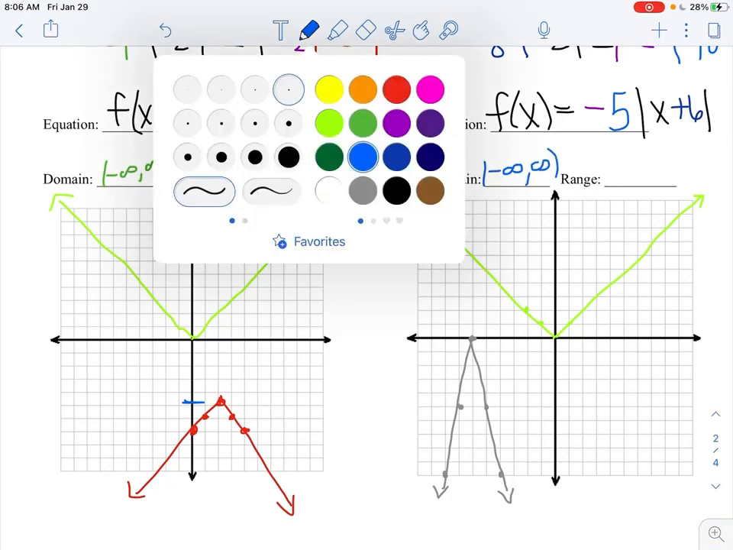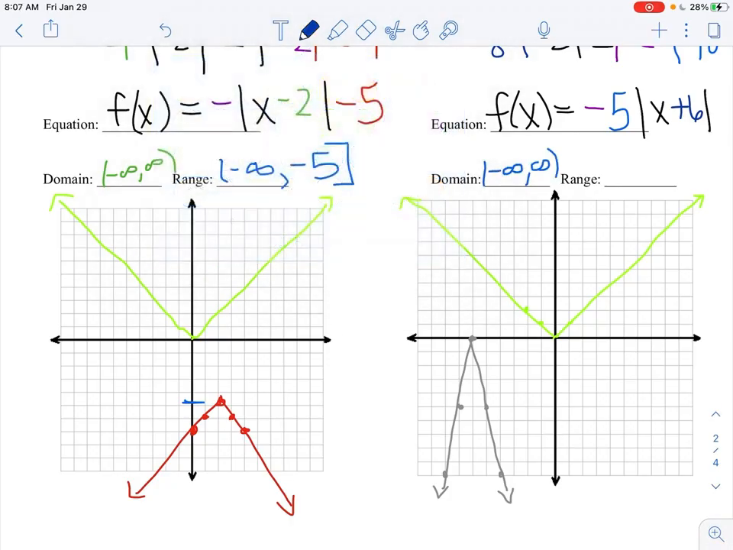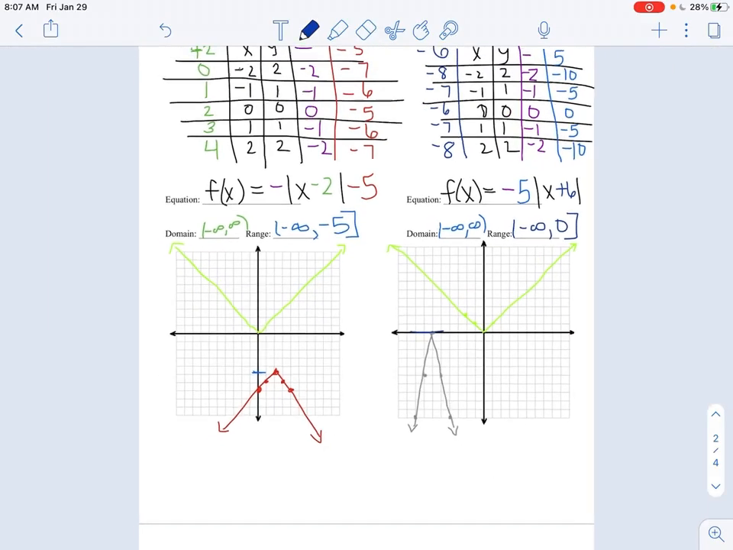Our range, finally, is, again, bottom. So since we're going down forever, -infinity. Our top of our graph is 0 because it's our y value with a bracket.